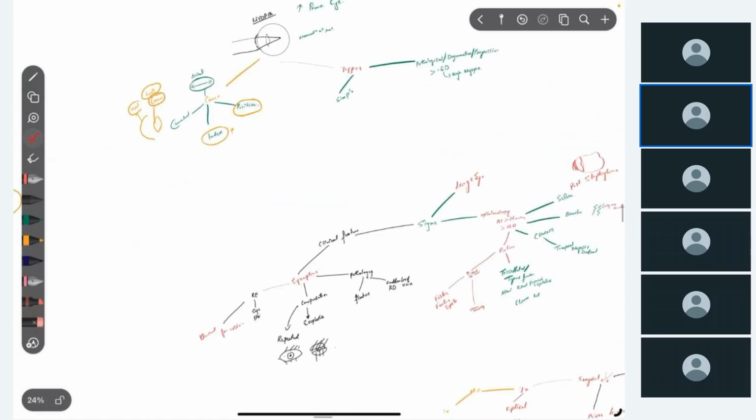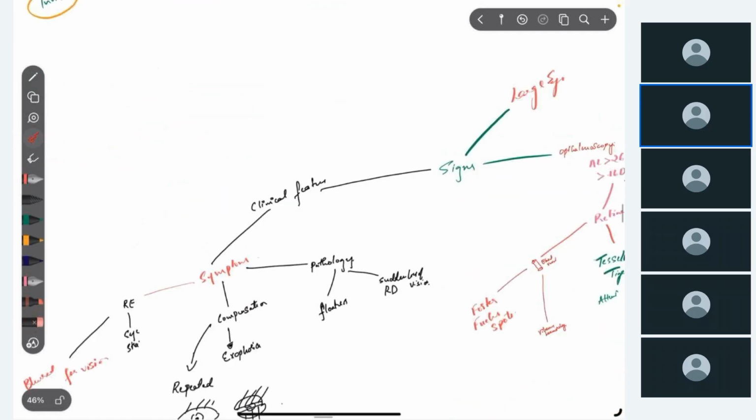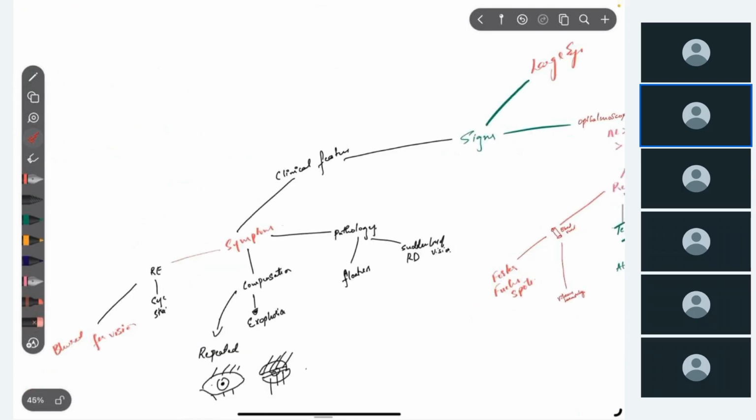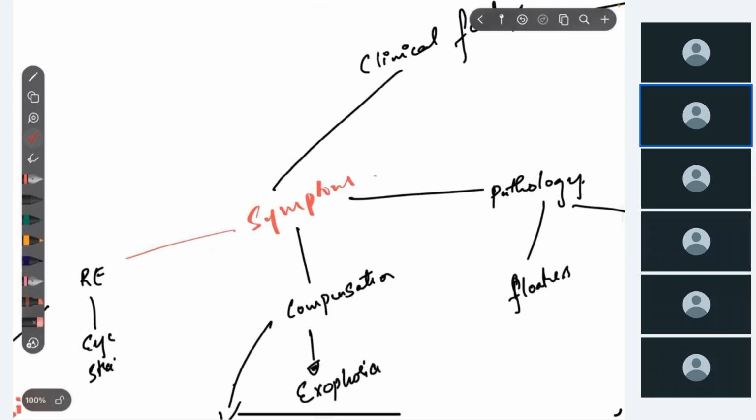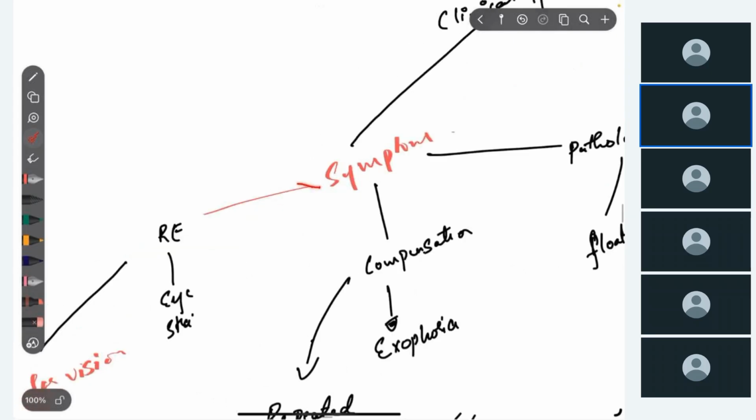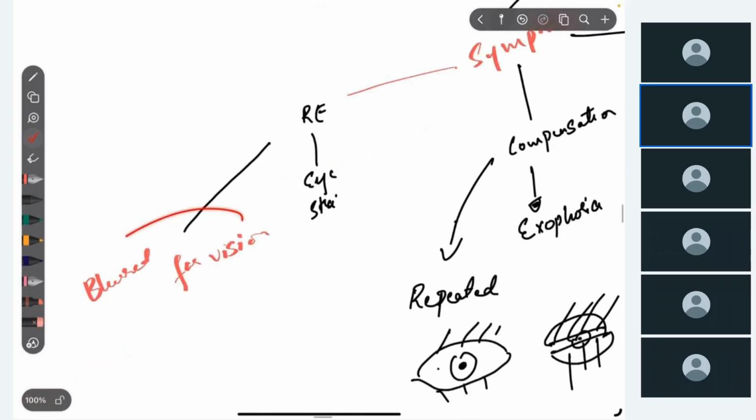Next, we'll go on to the clinical features. Again, clinical features, symptoms and signs. How will the patient present to you? The patient will present to you with refractive errors. What will be the refractive errors? The patient will complain of not being able to see far objects, so there is blurred vision. And because he is not able to see far objects, he tries to compensate for it, because of which he has eye strain, eye pain, headache, and all those things.